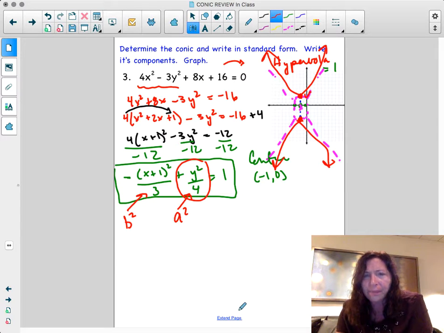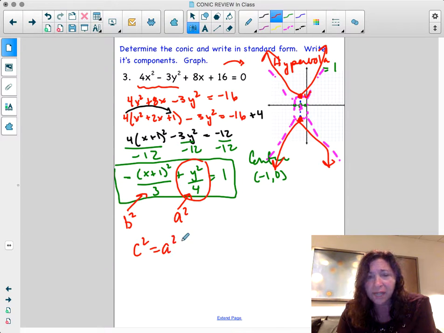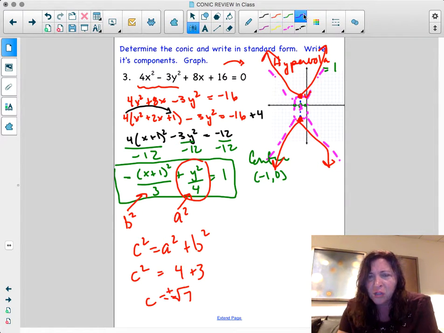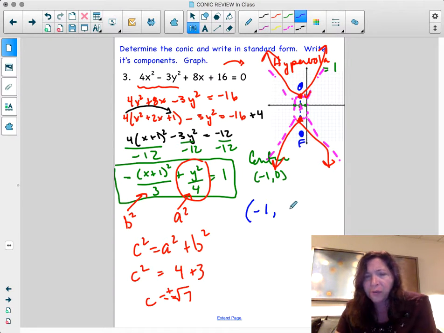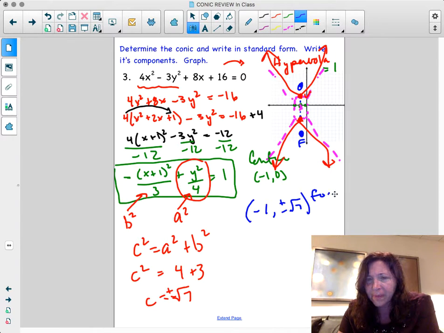A couple of things to remember: you do have focal points. So c squared equals a squared plus b squared. c squared is equal to 4 plus 3, so c is equal to plus or minus the square root of 7. So plus or minus from the y coordinate are going to be my focal points, the foci. That means from my center, because it's on the y-axis, it's going to be negative 1 comma 0 plus or minus the square root of 7. So those are my foci.